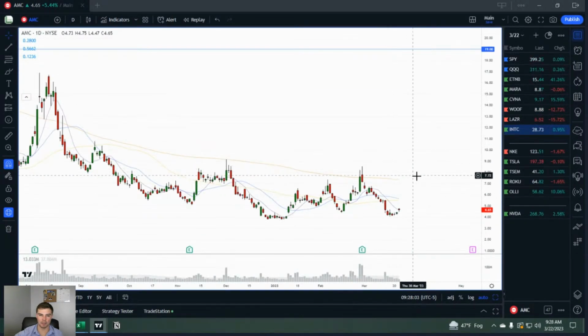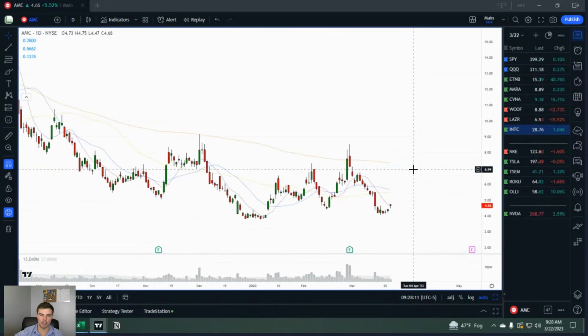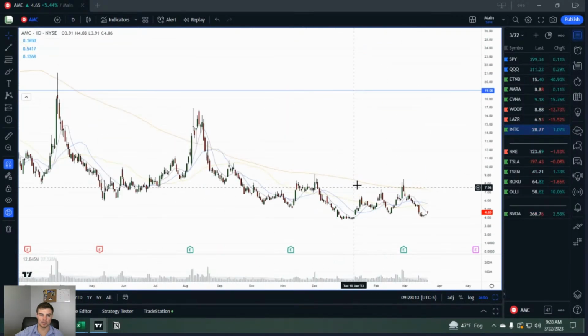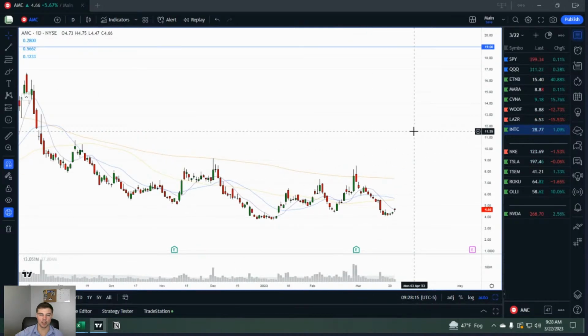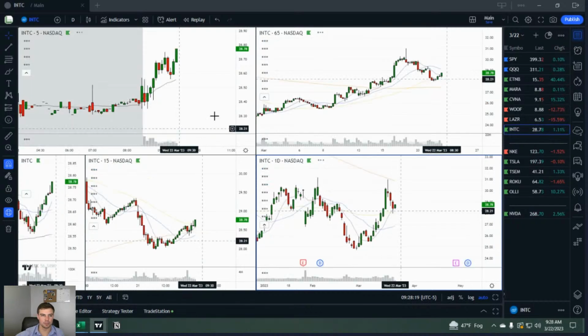And I would like to see it hold the 200 period moving average, make some consistent higher highs with higher lows before I'm into that thing. So it really hasn't done anything to show me that it's a bullish stock just yet. And you're looking at Intel green going.